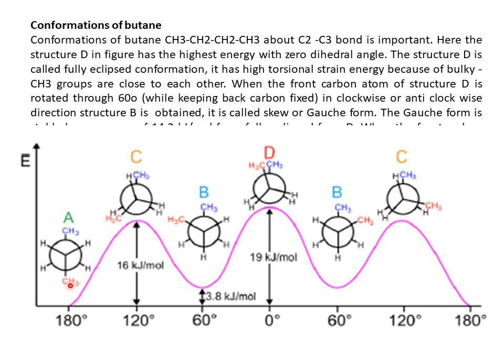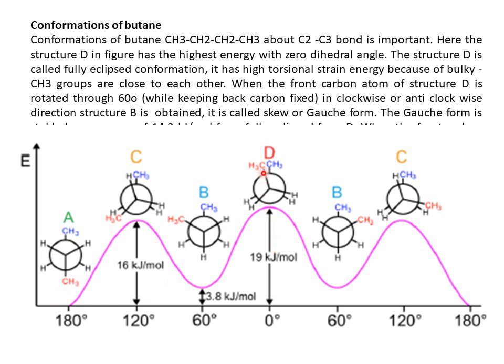If you rotate another 60 degrees in the anti-clockwise direction, structure A is obtained. Here the red CH3 comes opposite to the CH3 group on the back carbon atom, and the repulsion between the bulky CH3 groups is minimum here. This conformation is called the anti conformation because the CH3 groups are far apart. It is the most stable conformation in butane.